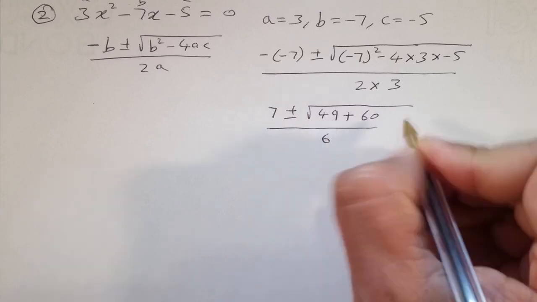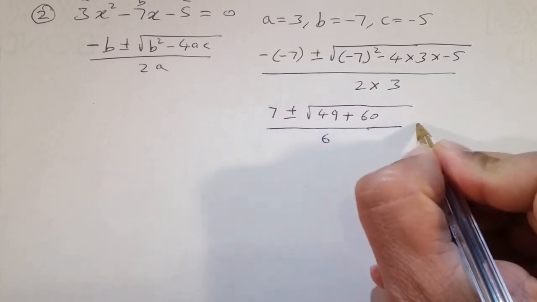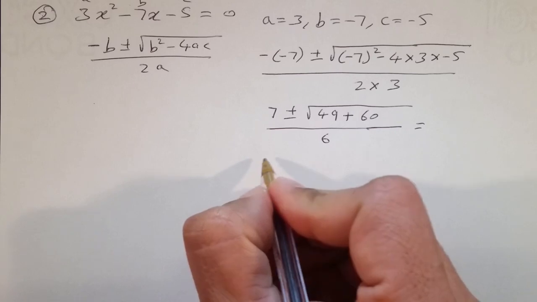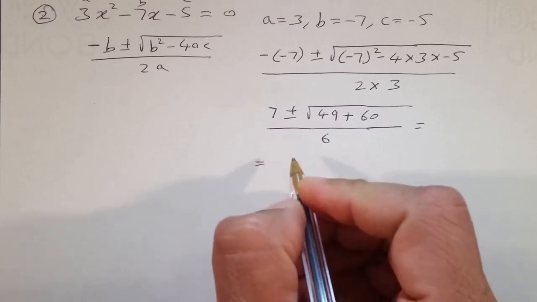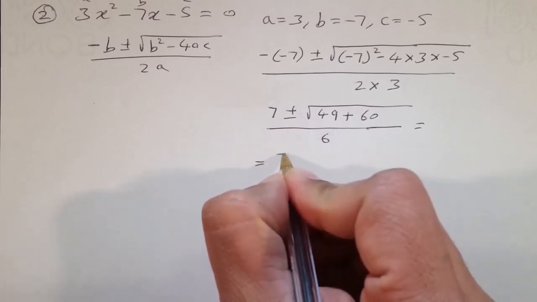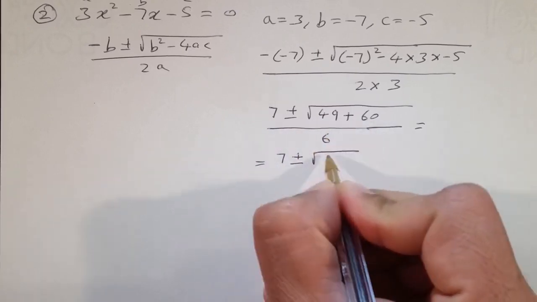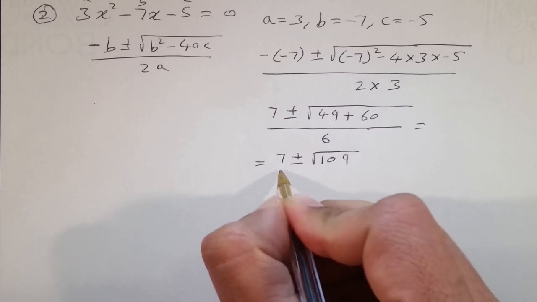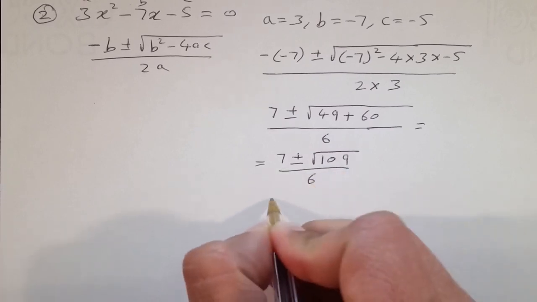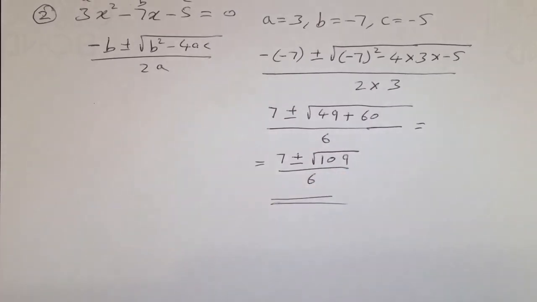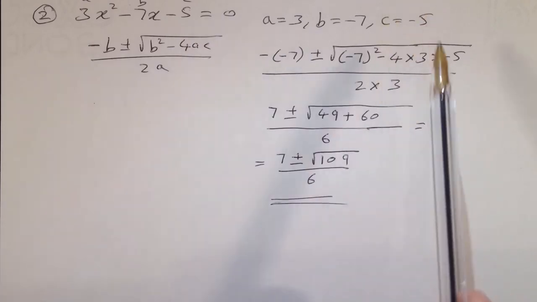Over 6, and the final bit is minus 7 plus minus root 109 over 6. Done. That's it. This is your third form. If it's a non-calculator question, you leave the answer in this third form. That's your final answer. If it's a calculator question, you put either this or straight away.